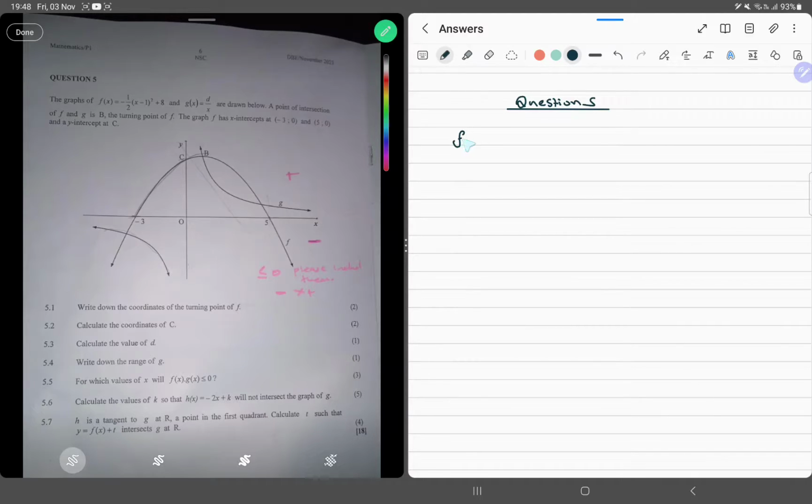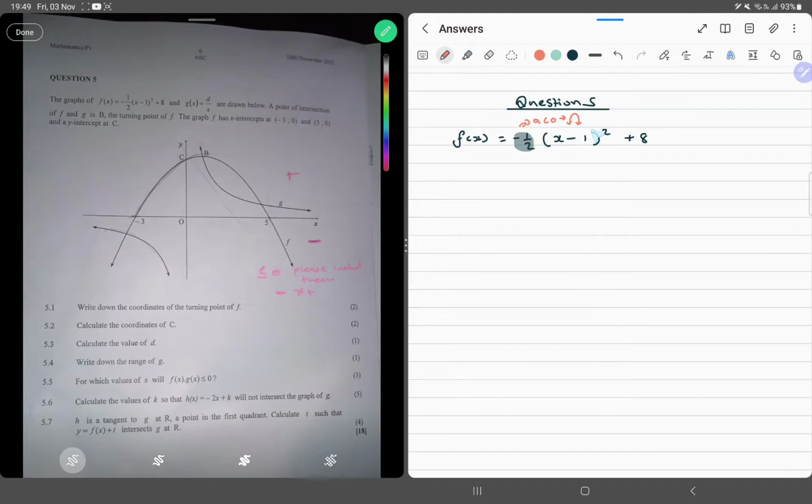We are given here f of x is equal to minus a half into (x minus 1) all squared plus 8. So we can see that this is a parabola in turning point form. So obviously this is our a value, and our a value is less than 0. So this means our graph is a grumpy face parabola. And do we see something like that? Definitely we see something like that. Okay, that's the first thing.